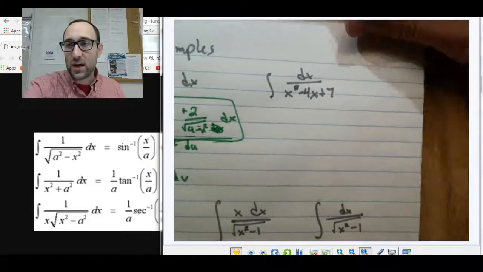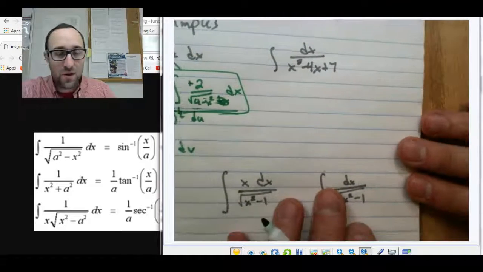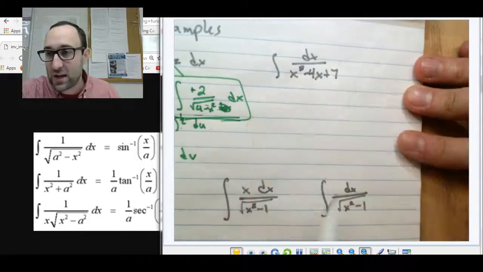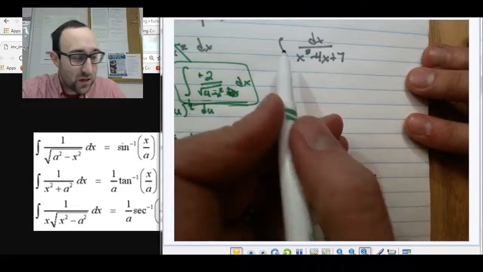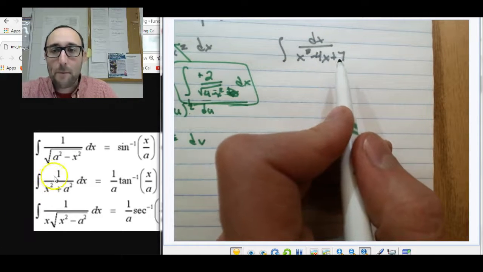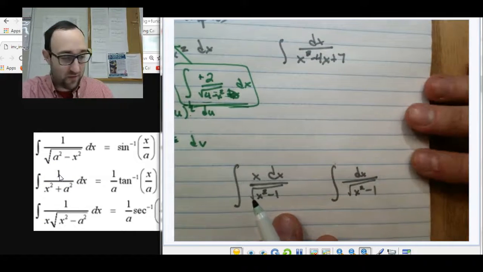The integral of dx over x squared minus 4x plus 7. Now, I put the dx on top. It doesn't matter; it's the same as saying 1 over and putting dx at the end. So it's just a different way of writing it. This doesn't look like anything we have going on over here, right? But I want to try to get this to be like completing the square.